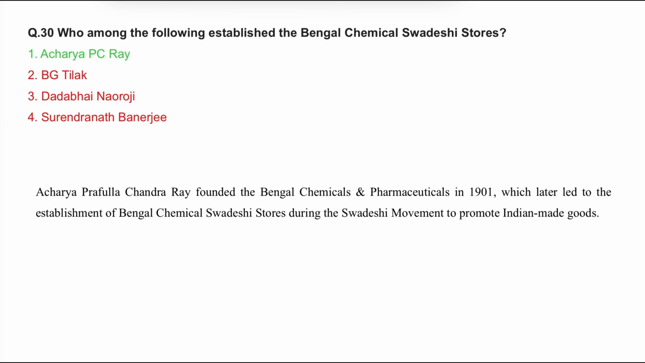Question number 30. Who among the following established the Bengal Chemical Swadeshi stores? Acharya Prafulla Chandra Roy founded the Bengal Chemicals and Pharmaceuticals in 1901, which later led to the establishment of Bengal Chemical Swadeshi stores during the Swadeshi movement to promote Indian made goods. Correct answer is 1, Acharya P.C. Roy.